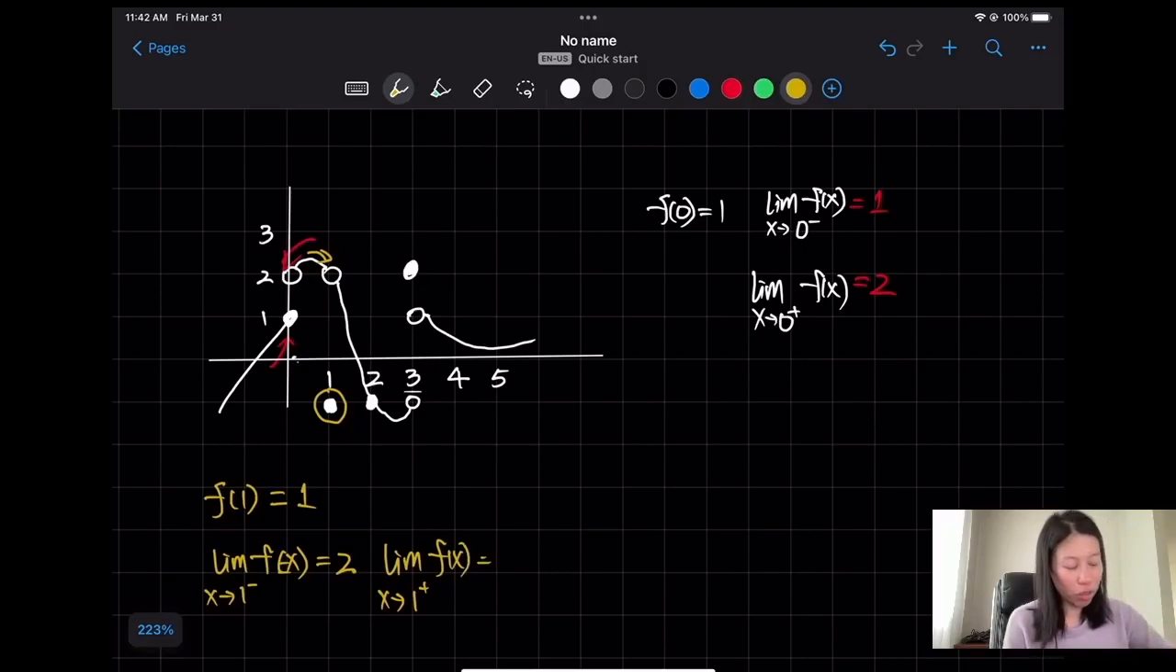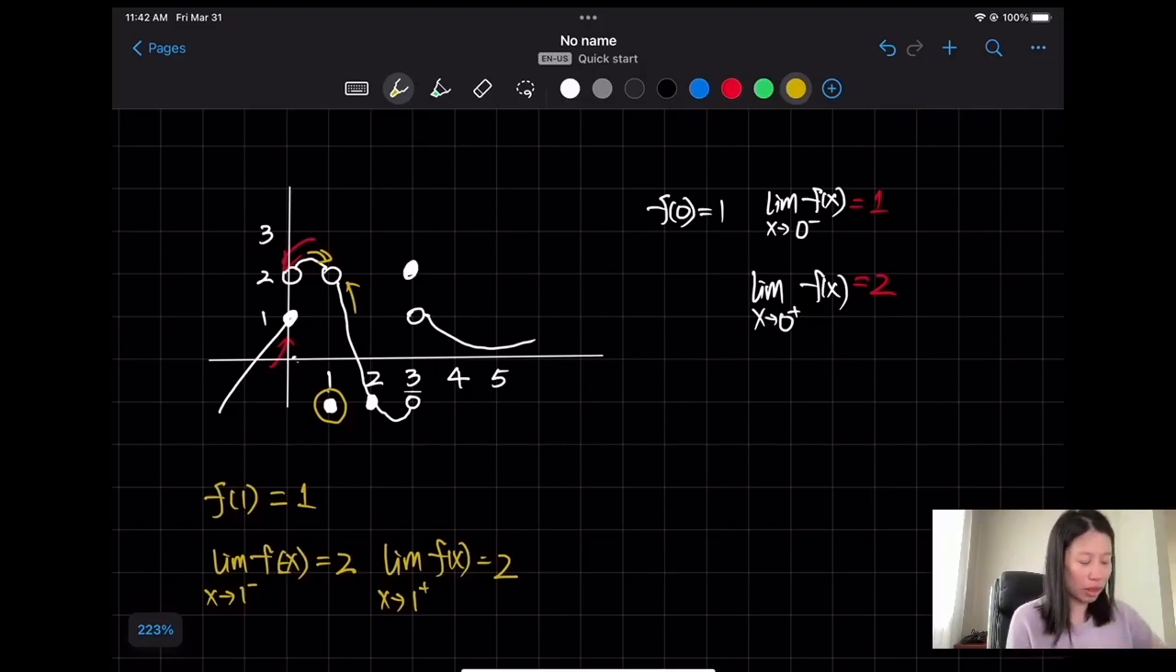As the function approaches that, this is also equal to 2. So that means when x equals 2, the limit equals the left side limit equals the right side limit. Okay.